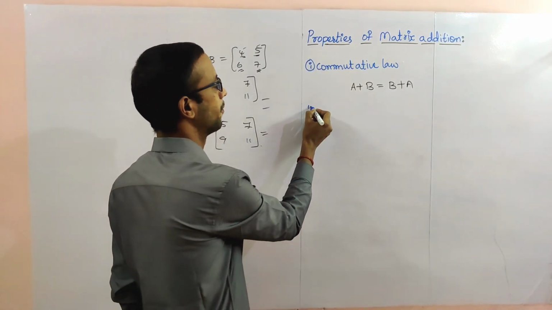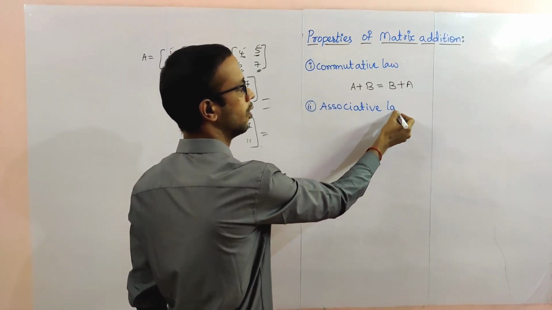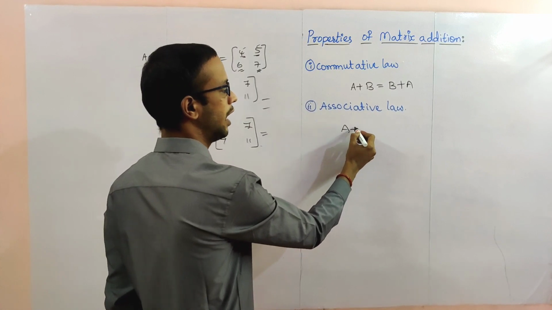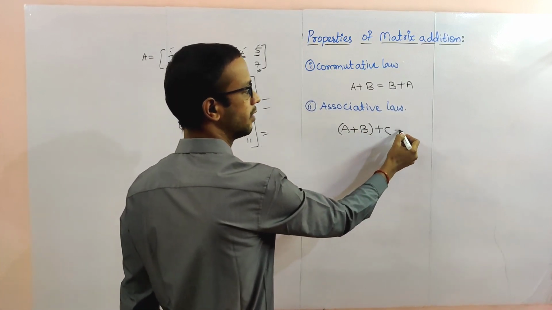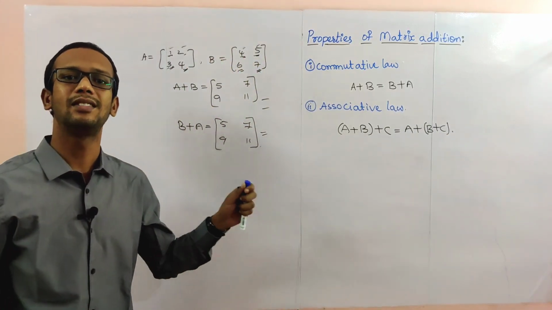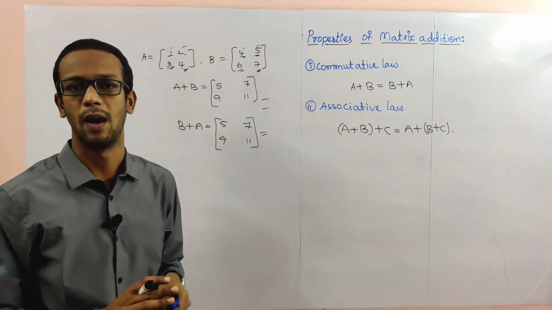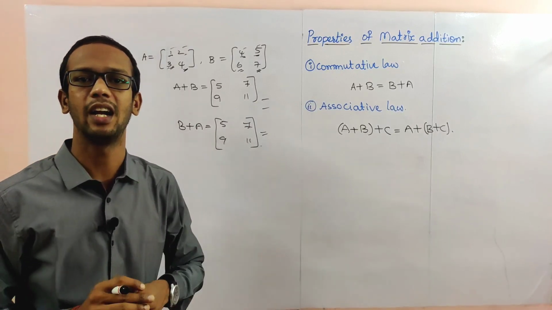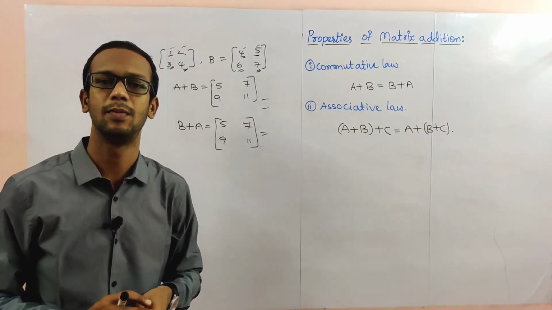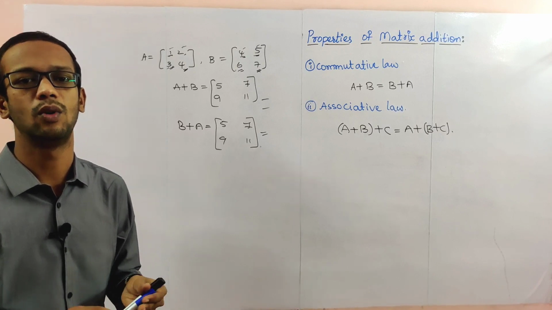Next, second law, associative law. Associative law means, as we already know, A plus B plus C is equal to A plus B plus C, where A, B, C are matrices of the same order, then only this is possible. You can take an example and verify this also. So A plus B plus C is equal to A plus B plus C. This law is called associative law.